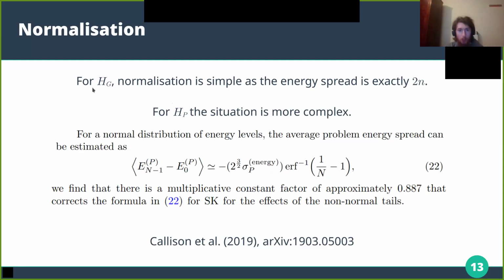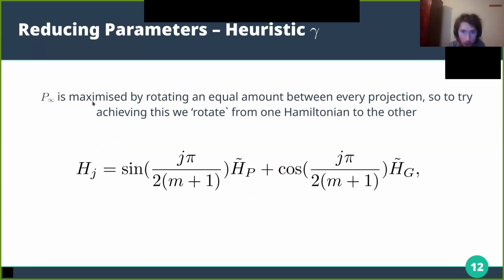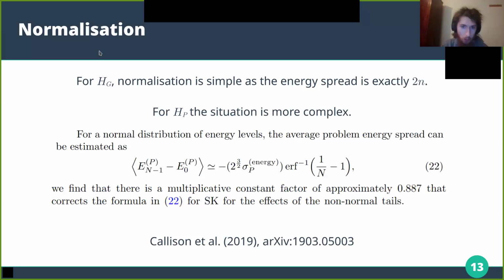To normalize, we want these two Hamiltonians to have the same energy spread, or spectral norm, to use the mathematical term. For the graph Hamiltonian, this is simple as it's exactly known to be 2n. For the problem Hamiltonian, this is more difficult because if we knew the exact value, that would be equivalent to solving the problem. However, there are some ways to estimate it.